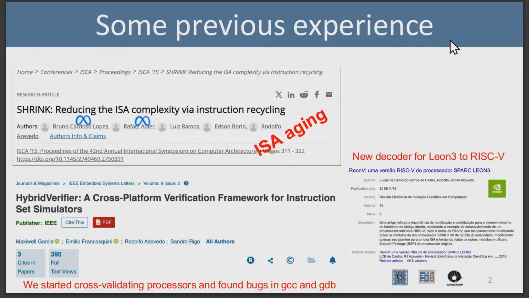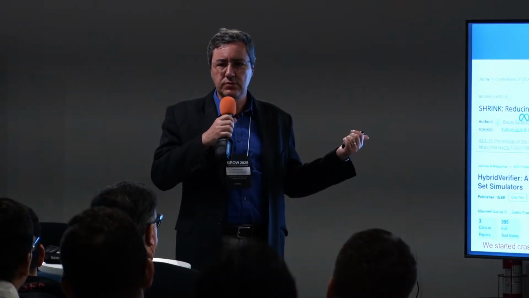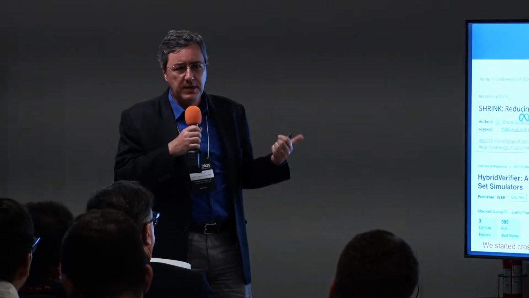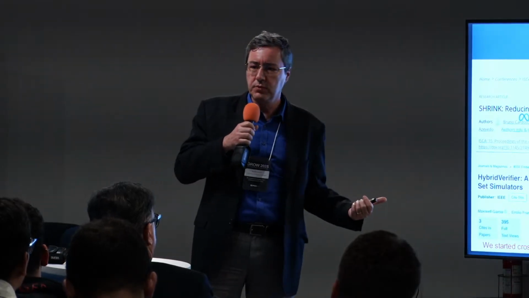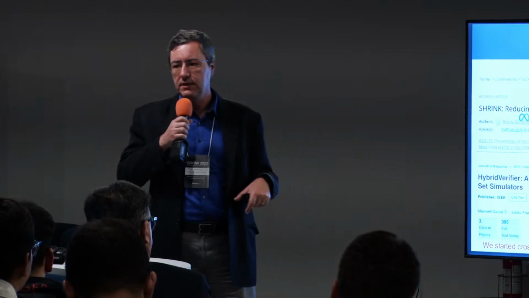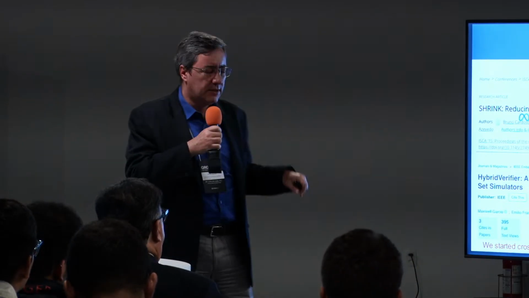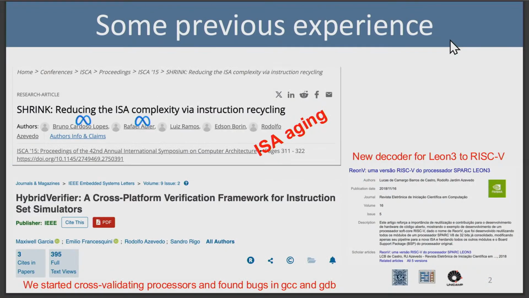Just to show some previous experience, back in 2015 we published a paper at ISCA about reduced instruction sets. How can you reduce the instruction set of a processor? We managed to reduce the x86 by 40% of the instructions, and then we could improve the code performance and also not penalize the program executions. Two of those students later went to Meta and work on compilers over there.